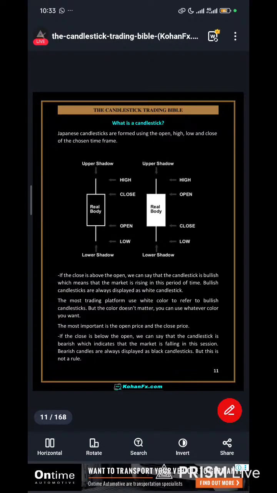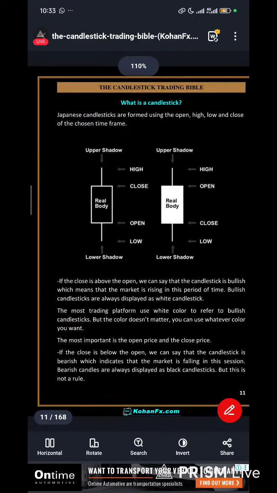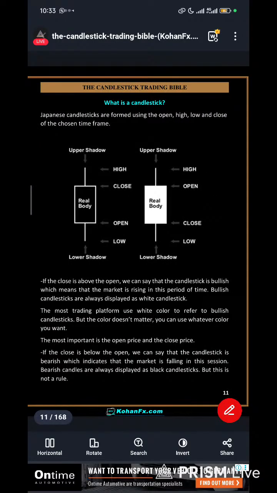Bullish candlesticks are always displayed as white candlesticks. Most trading platforms use white color to represent a bullish candlestick, but the color doesn't matter. You can decide to use red and black, or white, anyone. Normally we have two color pairs: white and black, or green and red. I love using green and red. You know that green means good, red means bad. That's how I differentiate my own.